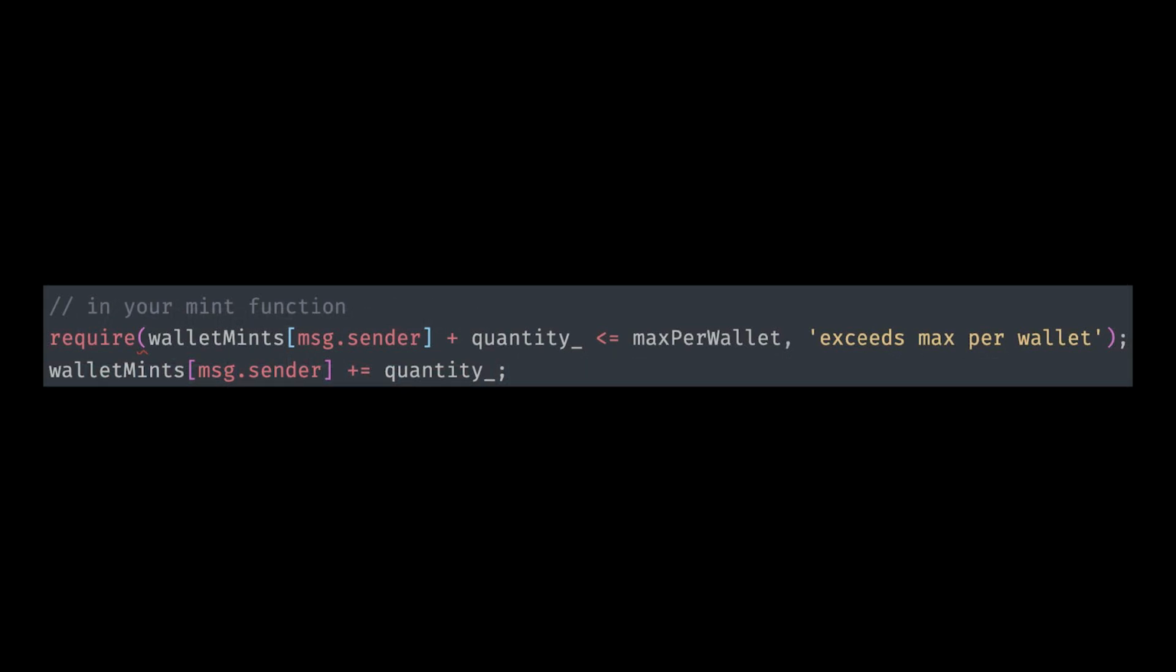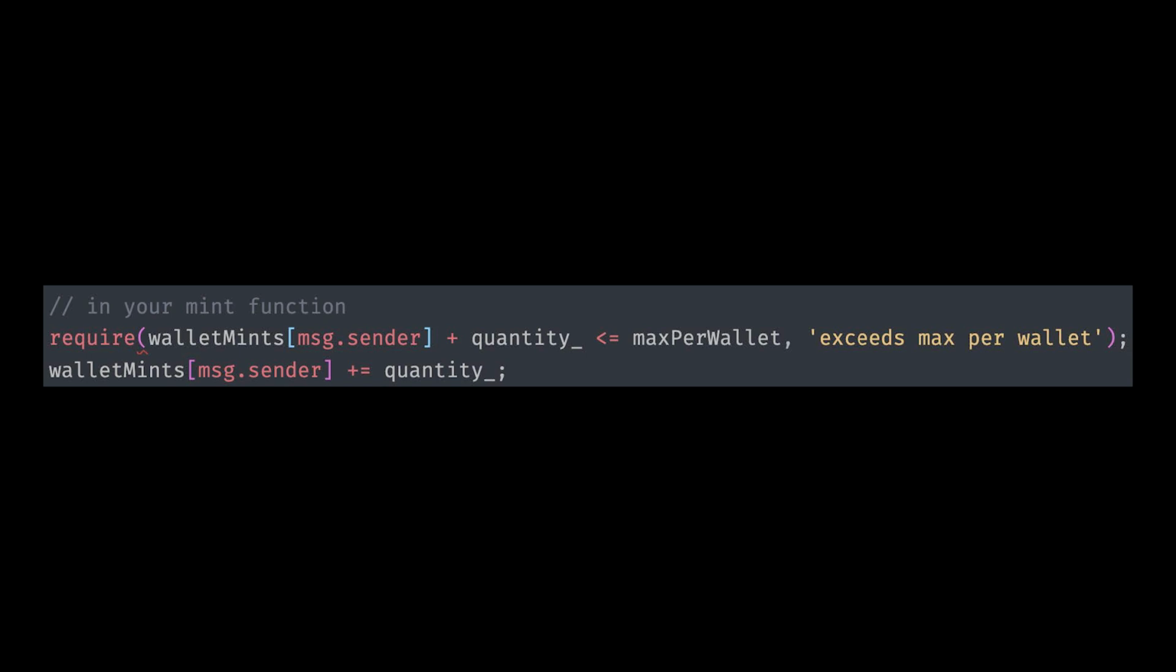Once you have done that, you can go to your mint function and now we can add a require statement. But this require statement will be a little different. So what we're going to do is we're going to make sure the wallet mints of the address of whoever's minting that token plus the quantity that they want to mint is less than the max per wallet. So as long as that's true, we can proceed and mint our tokens.